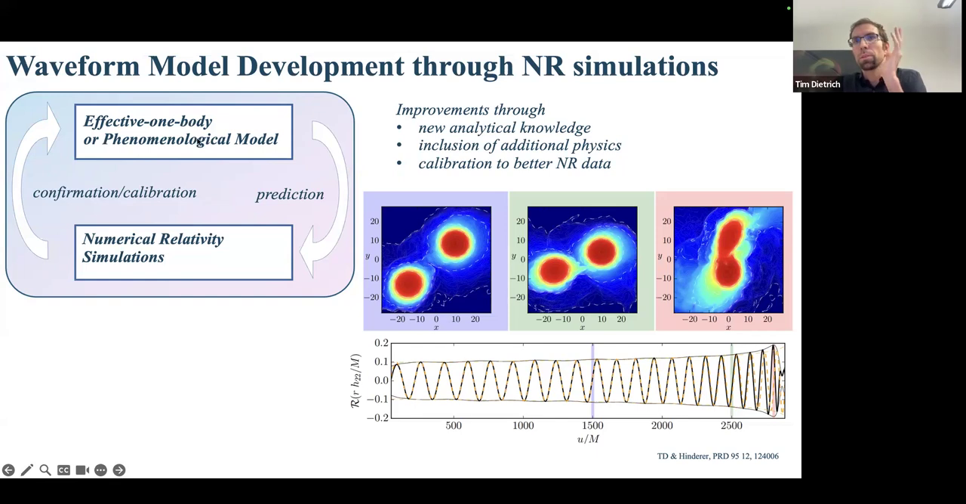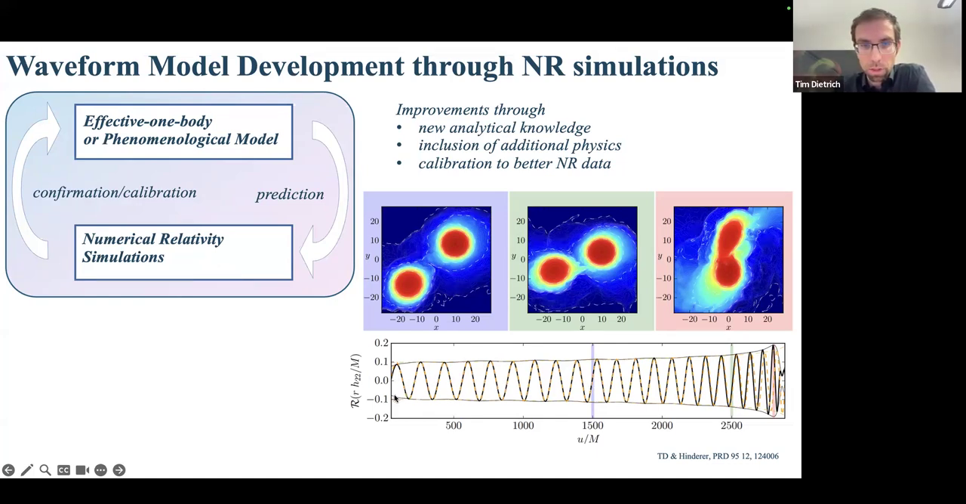Whichever waveform model you prefer, you can basically make a prediction for given masses or whatever, and you get a waveform. And here's just one example. In orange is, for example, an effective one-body model for given masses. It's an unequal-mass, non-spinning binary, just a merger. And then you run your numerical relativity simulations for these setups. And this is shown here in black.